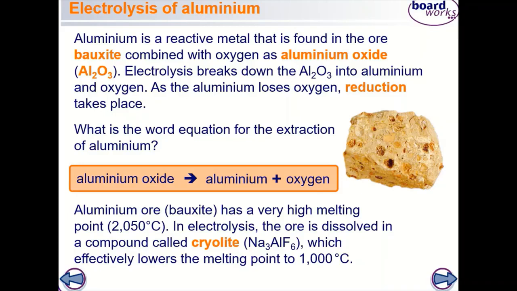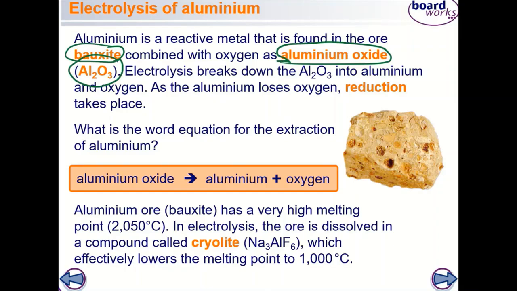Aluminium oxide, Al2O3, is one of the things important for you to know. Of course, you also need to know that the ore of aluminium is called bauxite. The ore of aluminium is called bauxite. Aluminium combined with oxygen will give us aluminium oxide. So basically, the chemical formula for bauxite is aluminium oxide.